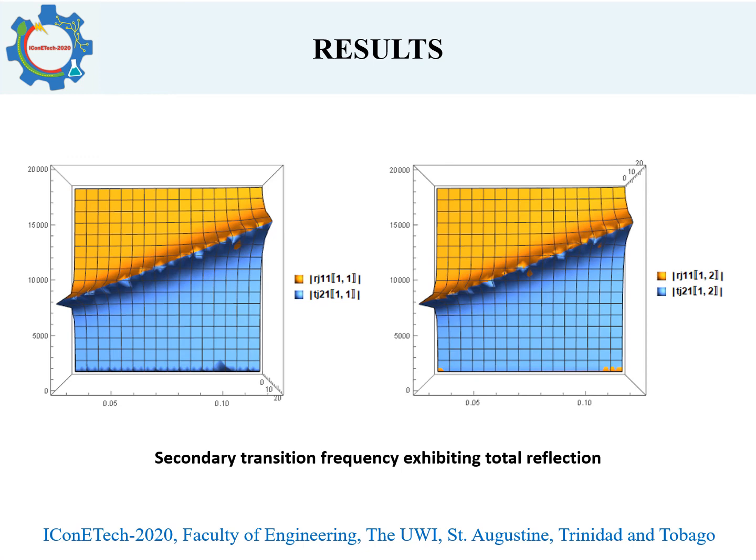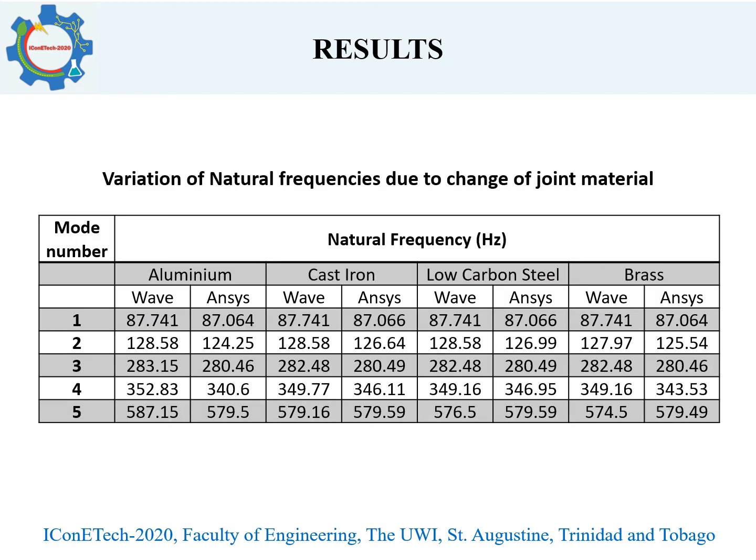This, however, is superseded by a secondary transmission frequency, which is also affected by the scaling factor alpha, whereby the magnitude of the transmitted bending vibration degrades to zero, leaving only the reflected component. This is described as the total reflection effect by Kreml, Haeckel, and Peterson, which is a property of blocking masses. By manipulating the joint material, the mass of the joint would also change. This results in a variation in the natural frequencies across the different materials.